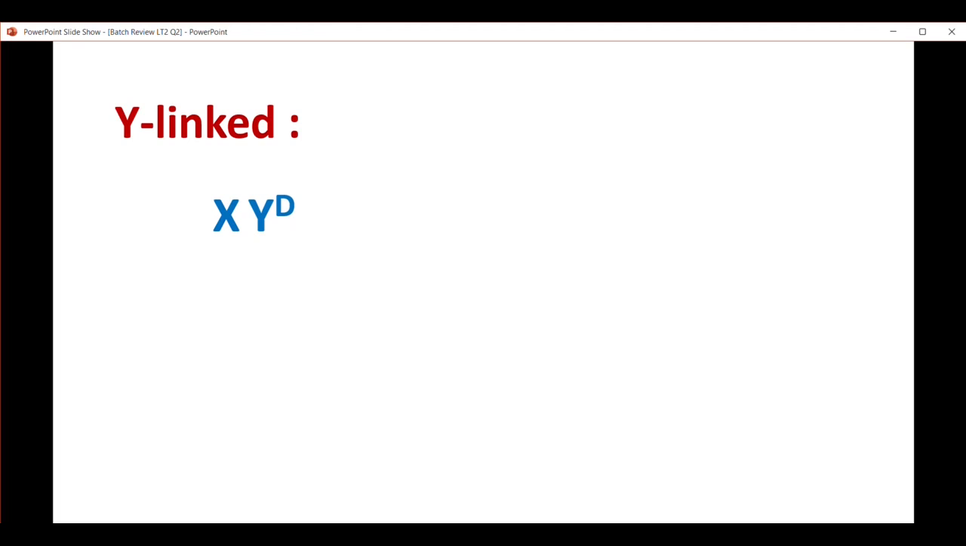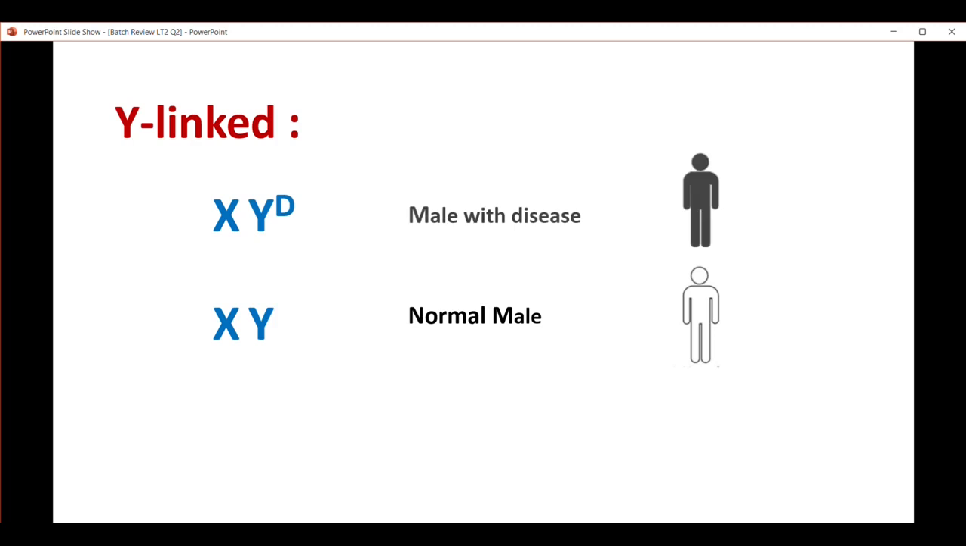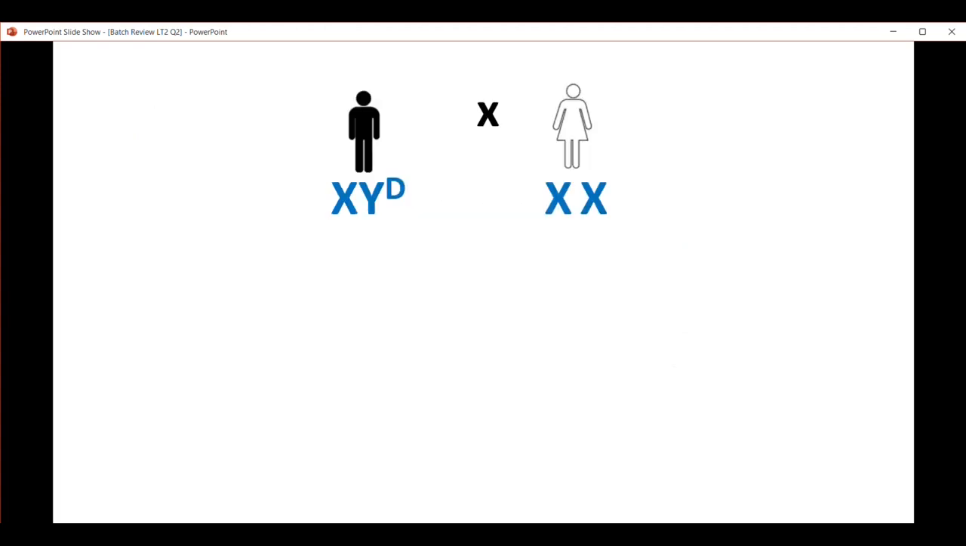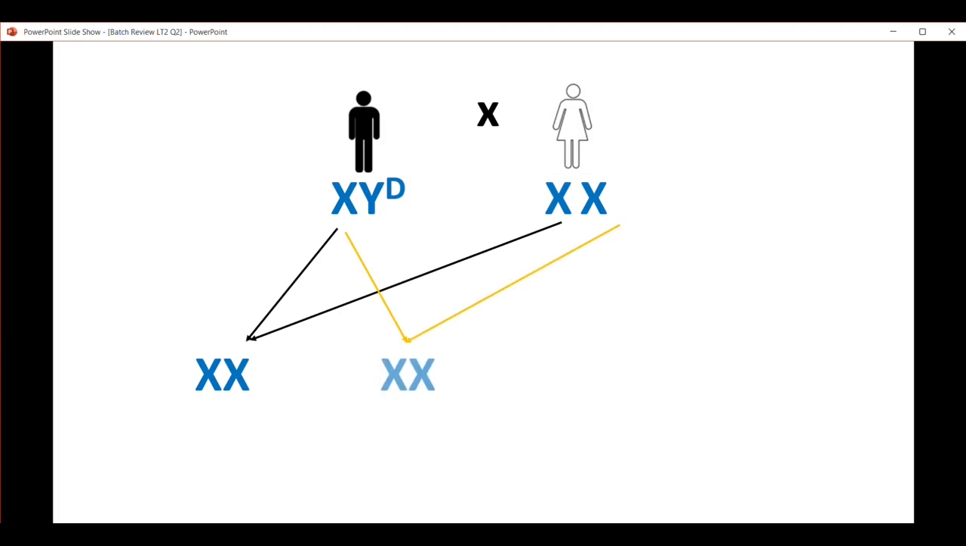So in this case, we can make use of a notation like XY^D, XY. So the normal male doesn't have the affected Y chromosome, while the male with the affected Y chromosome will have the disease or the phenotype in focus. If the male is affected, where the Y chromosome contains the affected allele, then you can have this combination. First of all, the female, another female, and here's the male, XY^D, and XY^D.